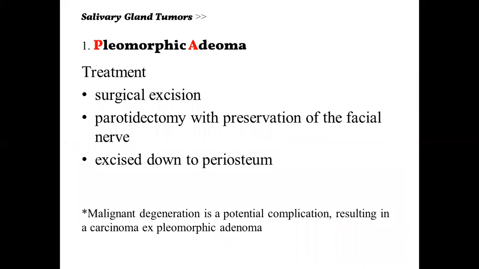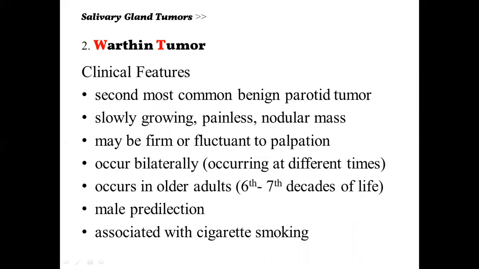Histopathologically, the treatment for pleomorphic adenoma is surgical excision. Sometimes, if the parotid is affected, parotidectomy with preservation of the facial nerve is done. It also needs to be excised down to the periosteum. Kasi there are cases that pleomorphic adenoma can transform into a malignant type, which is called the carcinoma ex pleomorphic adenoma. So, ibig sabihin, carcinoma arising from pleomorphic adenoma. Kaya, ex-pleomorphic adenoma.